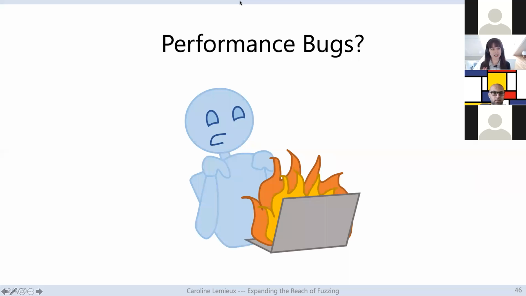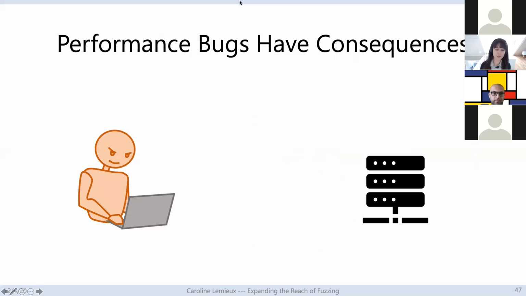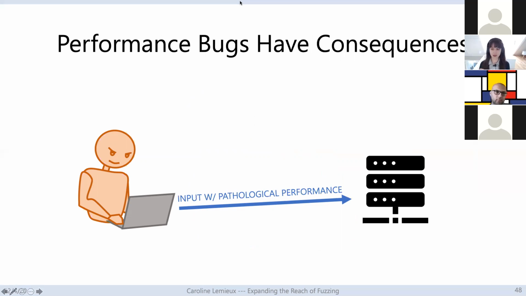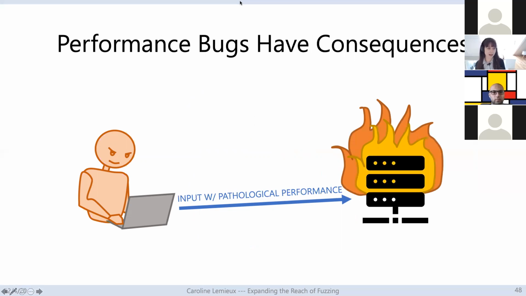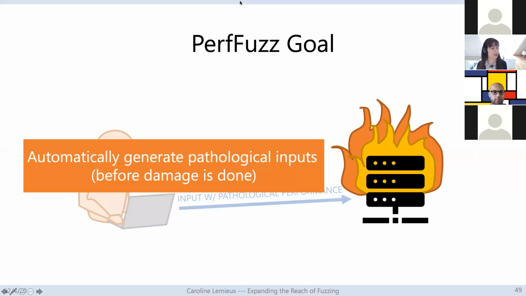And these bugs may not cause the program to explicitly crash, but they can still have pretty unpleasant consequences. In particular, if a deployed service has one of these performance bugs, and an attacker can send an input that exposes that pathological performance behavior to that server, well, you can use up all the CPU and other resources of the server and cause a denial of service attack. So our goal in PerfFuzz was to automatically generate these inputs with pathological behavior before any damage is done.